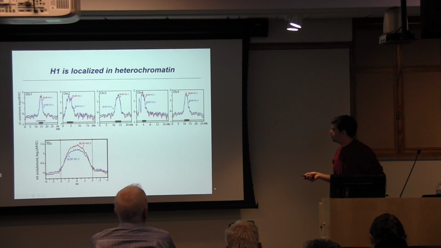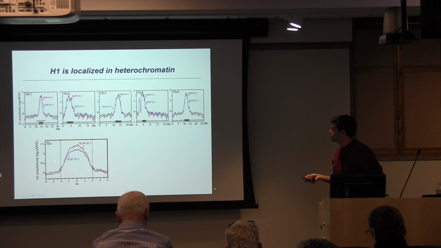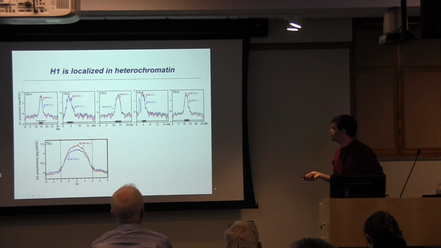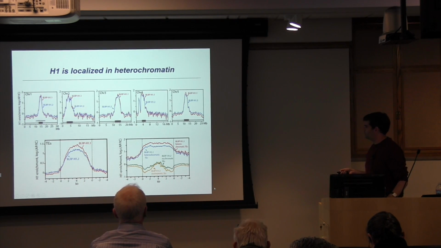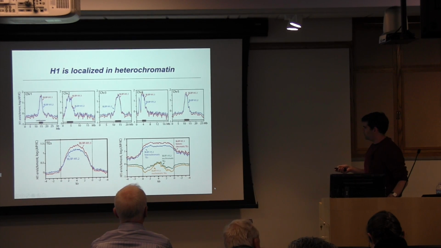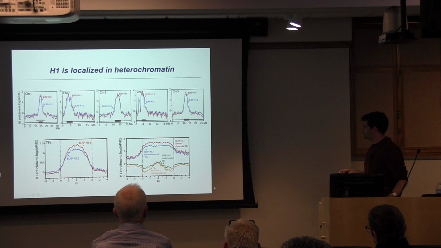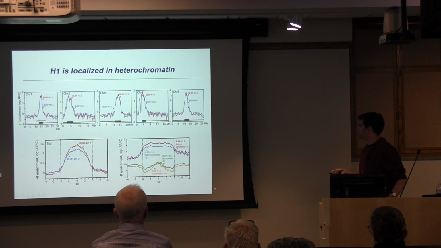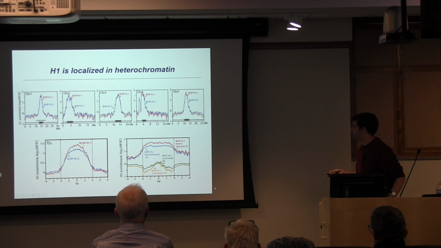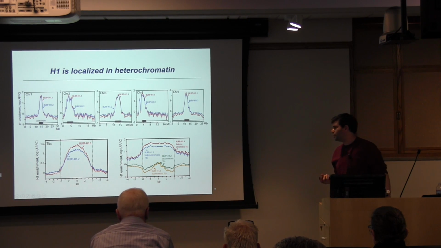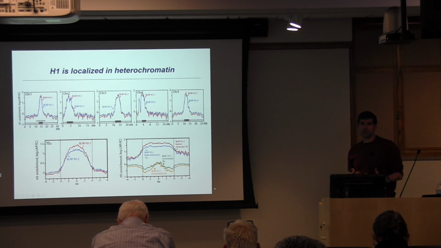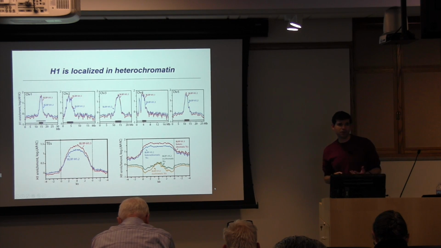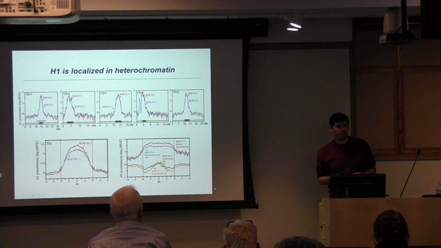Both versions of H1 are highly enriched in transposons, but they're specifically enriched in heterochromatic transposons. So if we separate transposons based on histone modifications into heterochromatic and euchromatic, then heterochromatic transposons are highly enriched for H1, and euchromatic transposons are not enriched at all. H1 is in Arabidopsis a heterochromatic protein. It's not only in heterochromatin, it's actually found in genes too, but it's highly enriched in heterochromatic transposons.